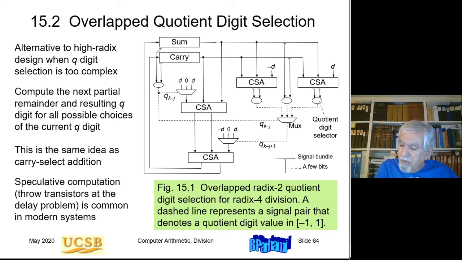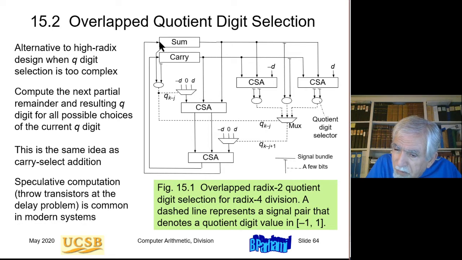In other words, instead of doing radix 4 division, we do radix 2 division, but try to determine 2 radix 2 digits in one cycle. How do we do that? Well, this part is basically a radix 2 divider. Partial remainder is kept in carry save form.